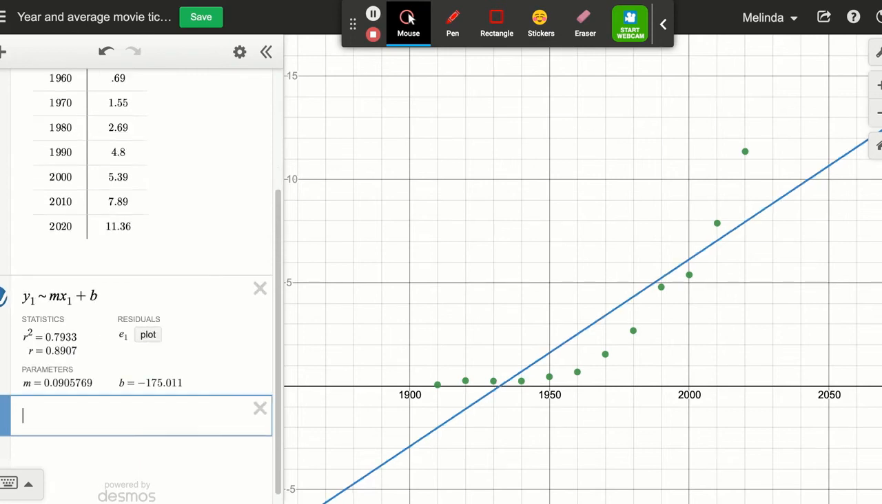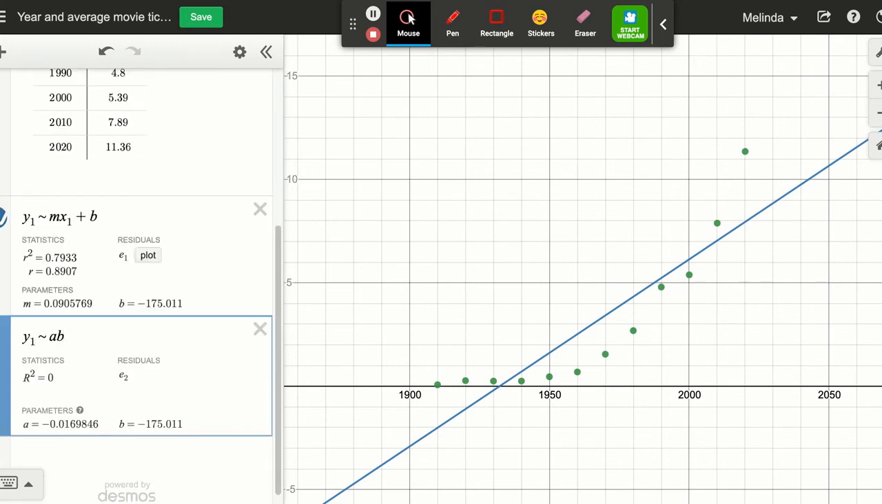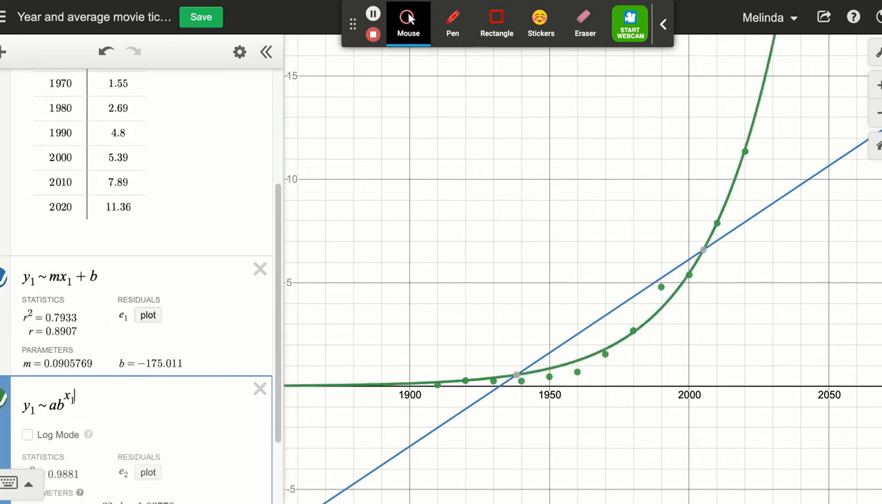So I'm going to do the same sort of thing. I'm going to type the y sub 1. I'm going to put approximately. All right. And if you have to, flip back in your notes to find the exponential equation. It's ab raised to the x sub 1.